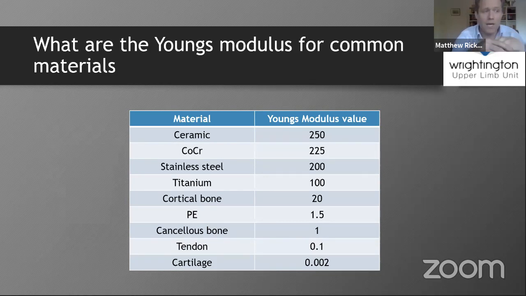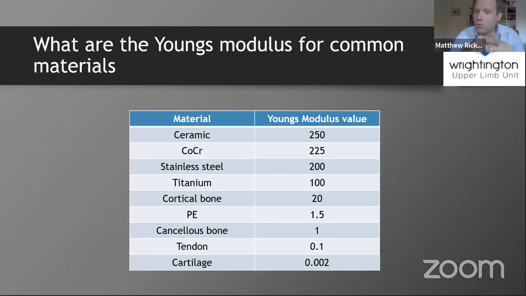So ceramic has the highest Young's modulus of them all, which is 250, and then cartilage is 0.002, which is the lowest Young's modulus value. And you can see as we come through the metals, cobalt chromium has the highest, 225, stainless steel 200, and titanium 100. So if you look at cortical and cancellous bone, they're a lot lower. So cortical bone is 10 times lower than stainless steel. And if you look at cancellous bone, it's only 1.